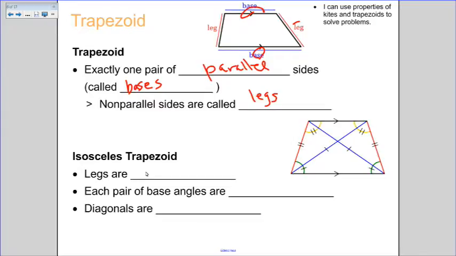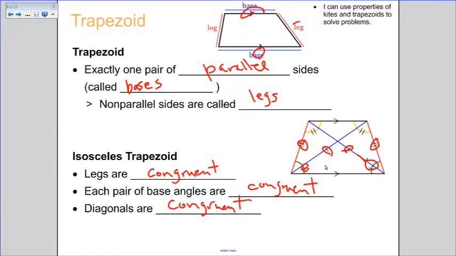In an isosceles trapezoid, the legs are congruent. Each pair of base angles are also congruent. And diagonals are also congruent. So I'm going to write that in here, and then you guys can catch up with me. So there you go. Isosceles trapezoids have congruent legs, congruent base angles, and congruent diagonals.